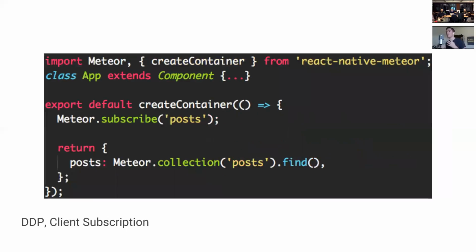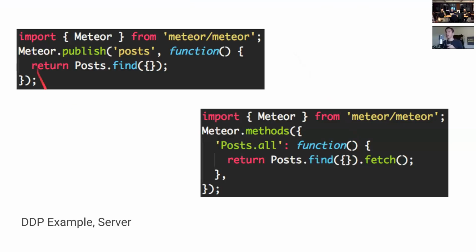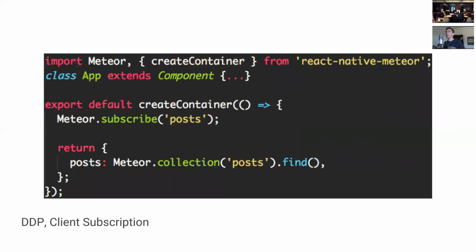So let's say, first we'll look at the subscribed version of this. Let's say you've got this publication on the server and you want to subscribe to that data. I'm going to use an example, as I do with React Native, just because that's where I'm really familiar and actually working.